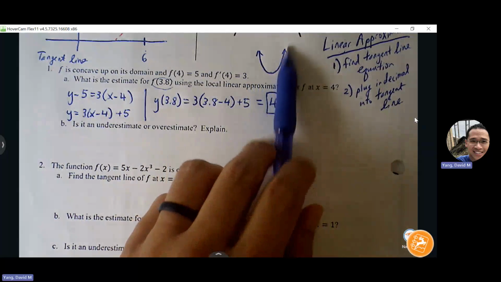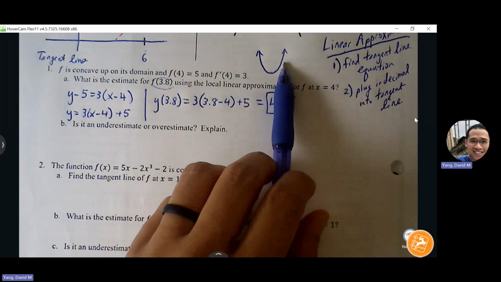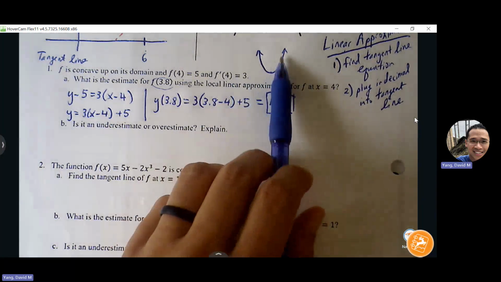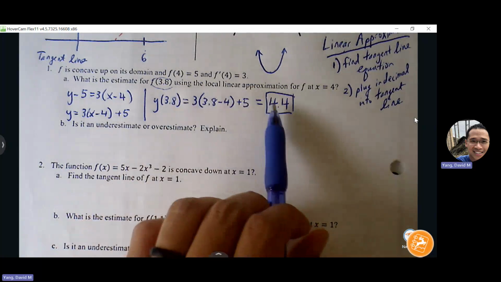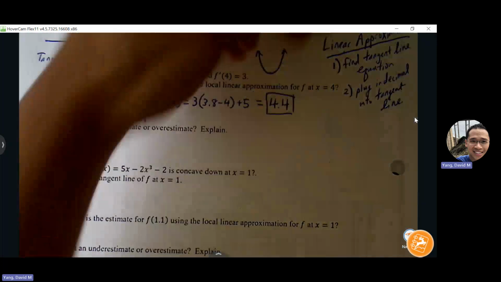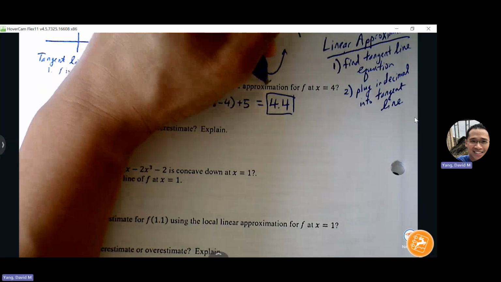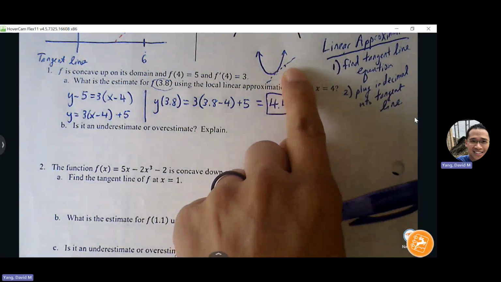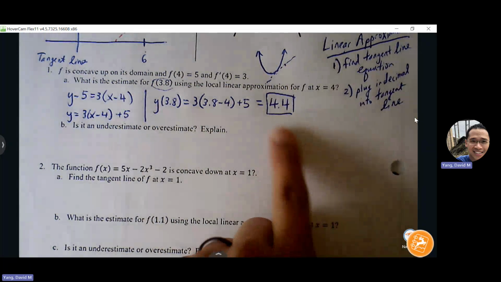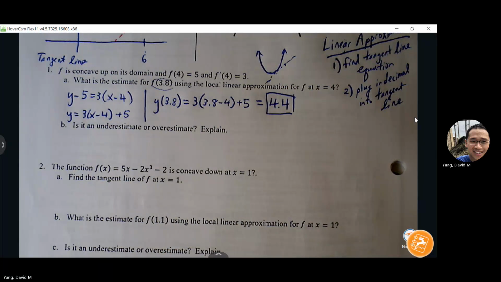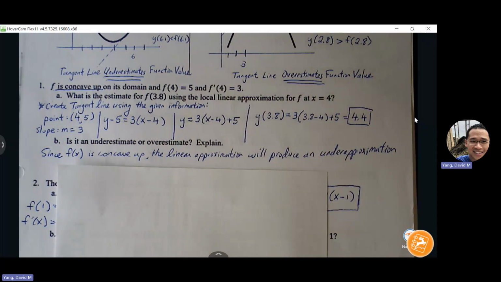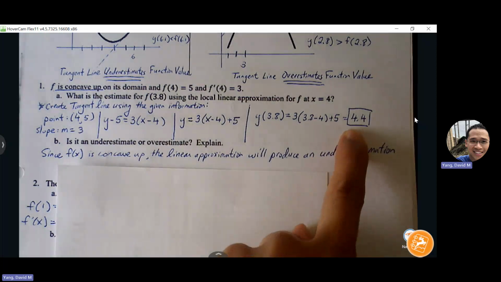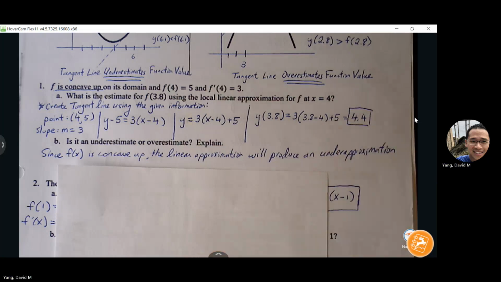We know that the graph is concave up. We don't have the equation for that function, but we know there's a tangent line to the curve, and so this decimal value is an approximation of the actual f of 3.8. But will this be an overestimate or underestimate? Under, because it doesn't matter where it is on this concave up graph. Any tangent line, any point that you pick that is off of the point of tangency is always going to sit below the curve, and it will underestimate. Since our function is concave up, the linear approximation will produce an under approximation. So we know that 4.4 is going to be lower than the actual f of 3.8.